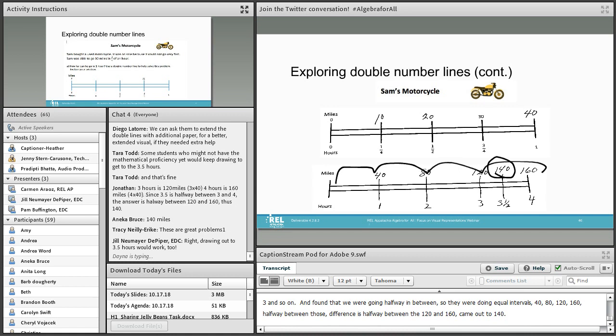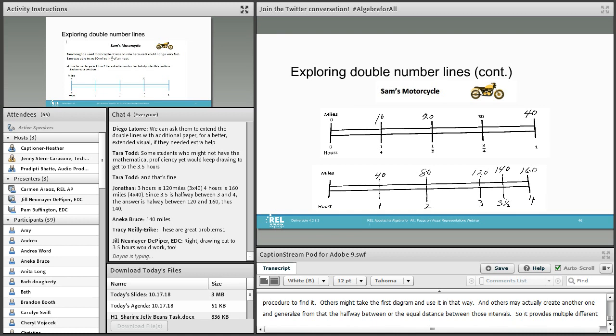So some students may apply the procedure to find it. Others might take the first diagram and use it in that way. And others may actually create another one and generalize from the halfway between, or the equal distance between those intervals. So it provides multiple different entry points into that problem.